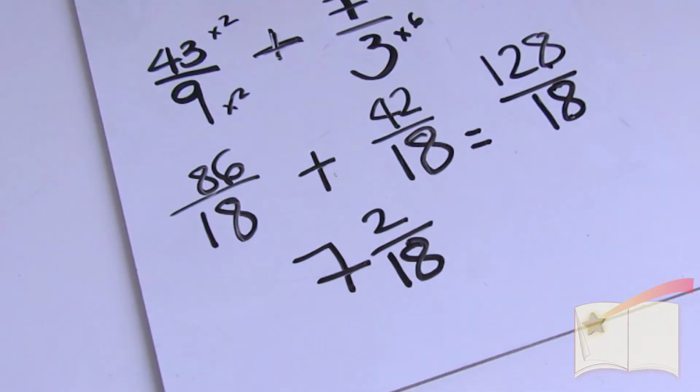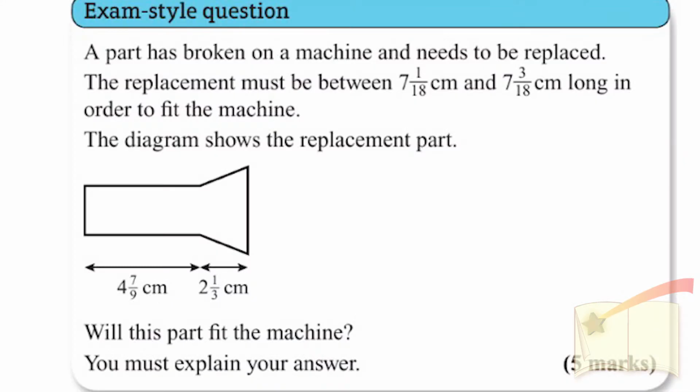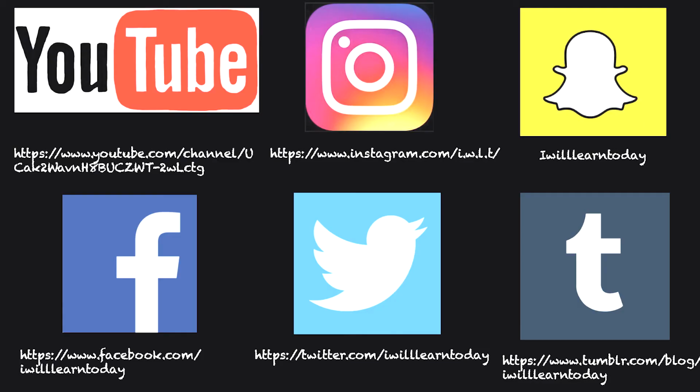Now going back to the exam question, you can answer it as the parts will fit in, since it is between 7 with the fraction 1 over 18 and 7 with the fraction of 3 over 18. The exam question is now completed.